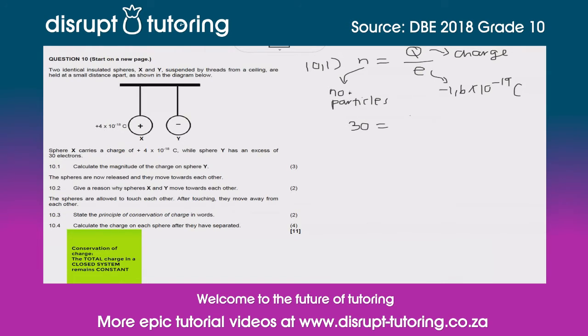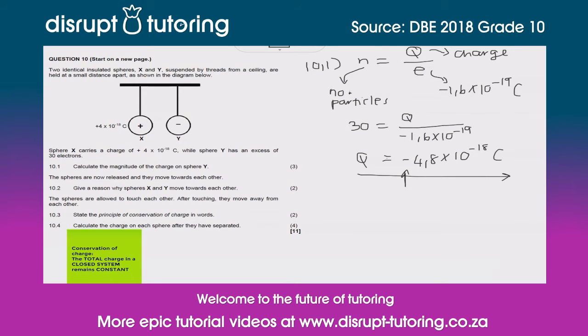Great, so we know that the number of particles is 30. We don't know what the charge is. That's what we're looking for. And we know that the charge on a single electron is minus 1.6 times 10 to the minus 19. So that ends up being just n times e. And then that gives you a total charge of minus 4.8 times 10 to the minus 18 coulombs. That makes sense because they said it has an excess of 30 electrons, which is a negative charge because electrons are negatively charged, and this is a negative charge here, which confirms that just fine.